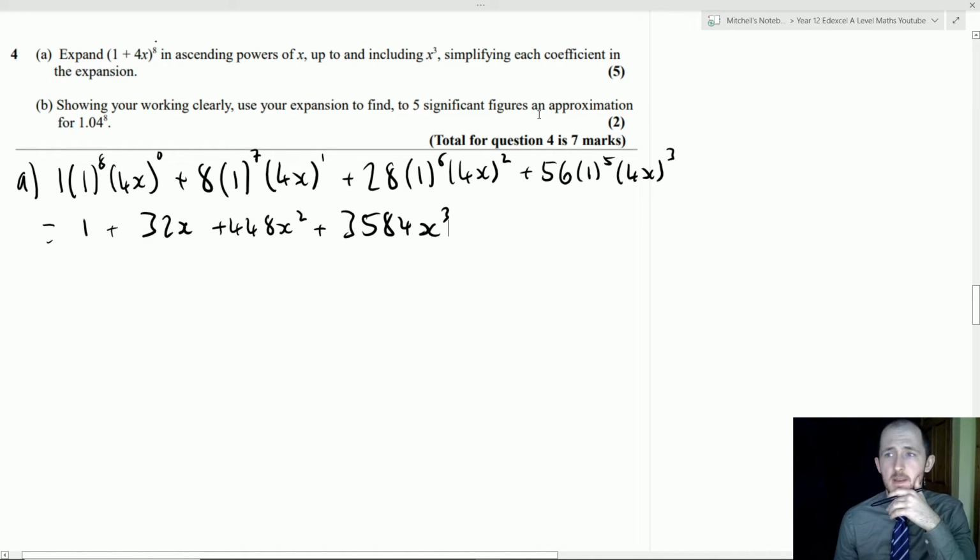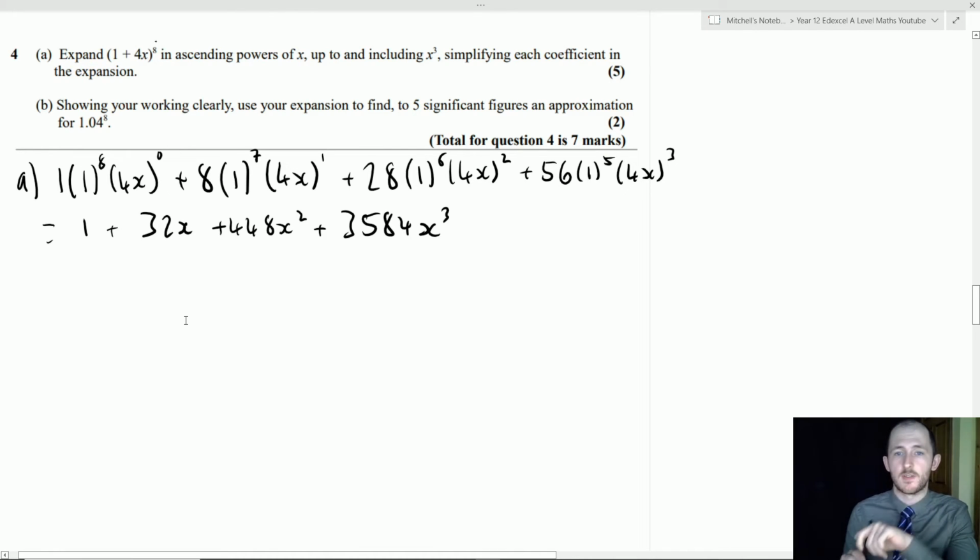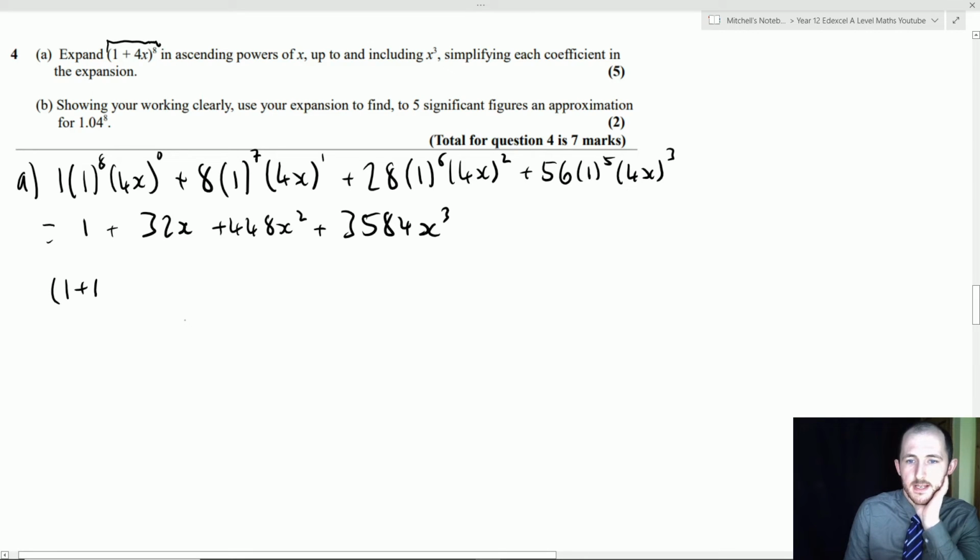So again, with the approximations, this is actually going to be really accurate because it goes up to x cubed. Generally speaking, in maths and physics, we only go up to x squared, sometimes x cubed. We don't even go further than that. So we're actually getting really accurate answers. But let's have a look. Again, this expansion is for this thing here. So we have 1 plus 4x to the 8.